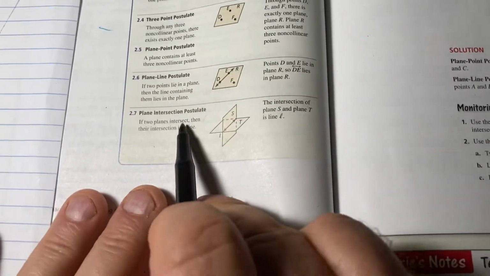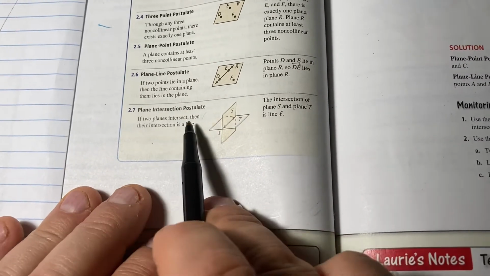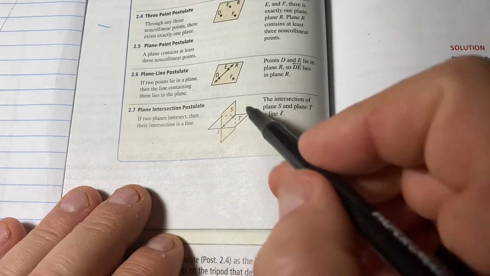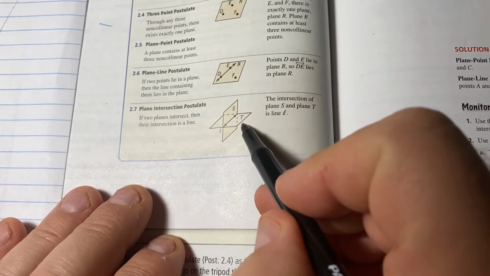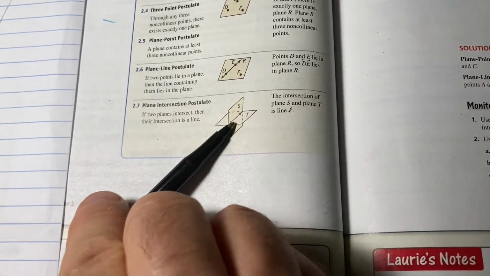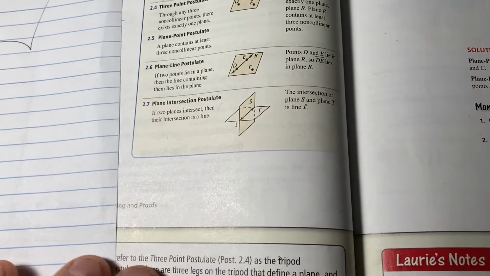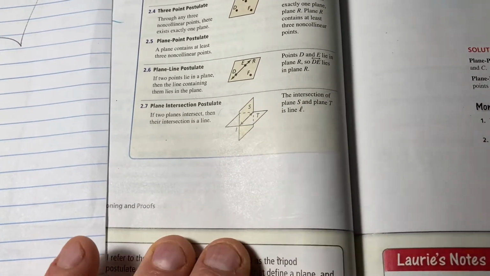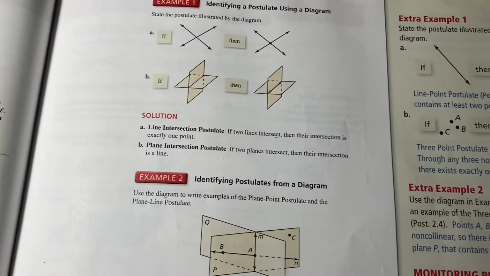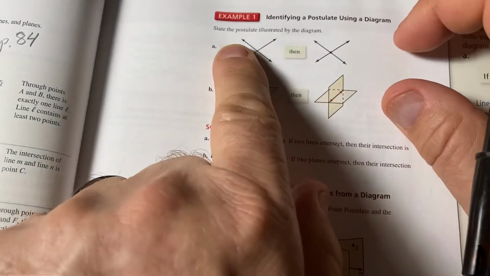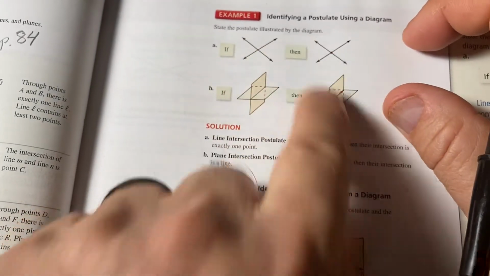Plane intersection postulate. If 2 planes intersect, then their intersection is a line. So here's 2 planes intersect, plane S and plane T, and their intersection is line L. Not Lionel, but line L. Ka-ching. Okay. Here, state the postulate illustrated by the diagram.